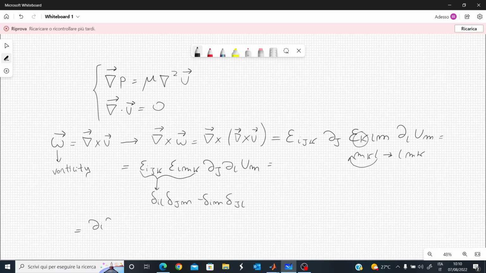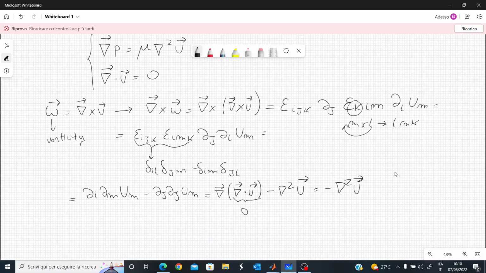You have delta I del M minus del J. And this is simply equal to the gradient of the divergence of the velocity minus del squared u. But the divergence of the velocity is 0, so this is minus del squared u. Simple as that.